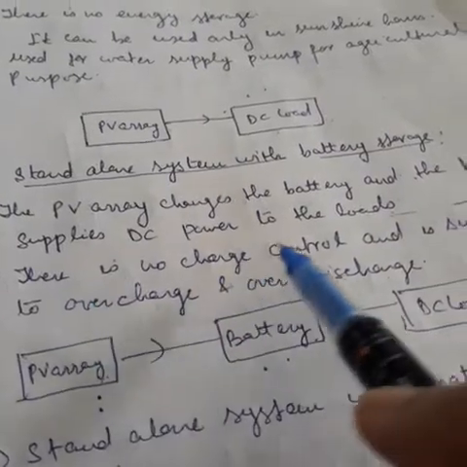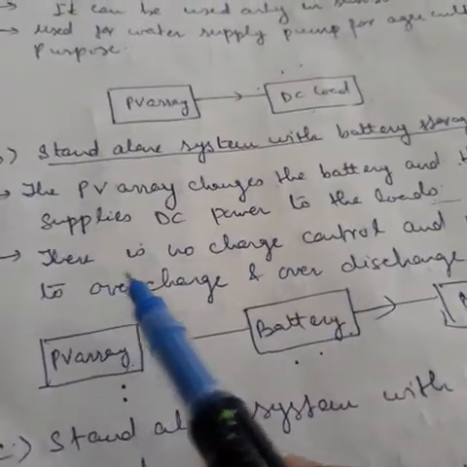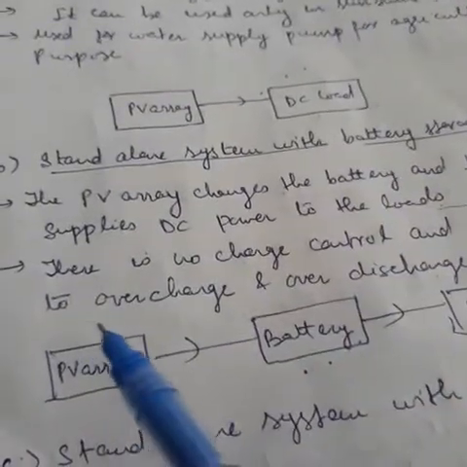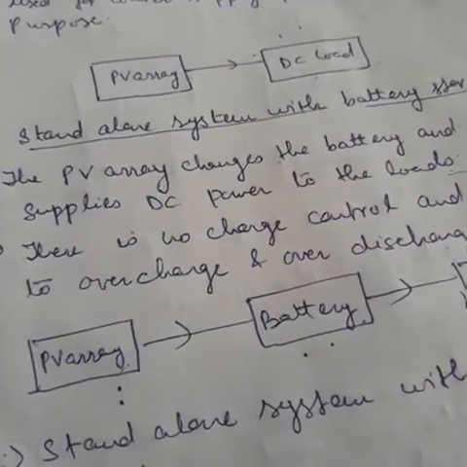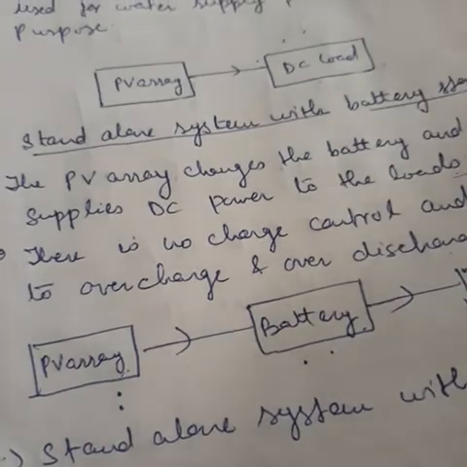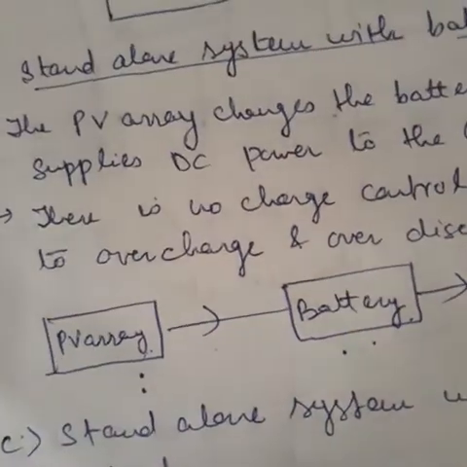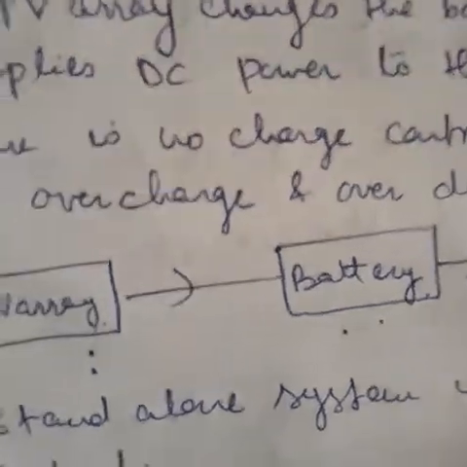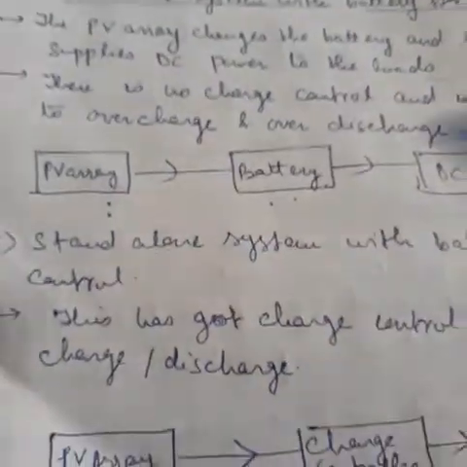So in the stand-alone system with battery storage, the PV array charges the battery and the battery supplies DC power to the load. And second, there is no charge controller and it is susceptible to overcharge and over discharge. So the PV array directly transfers the energy to the battery, and that battery then supplies the DC load, and the DC load is converted into AC load.